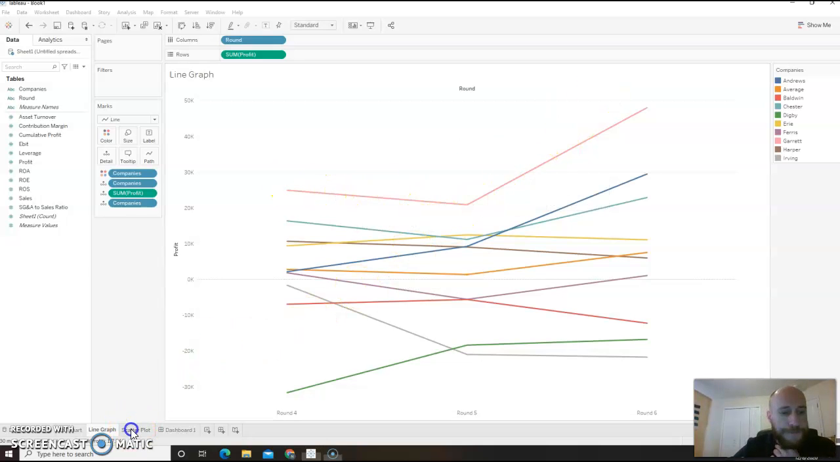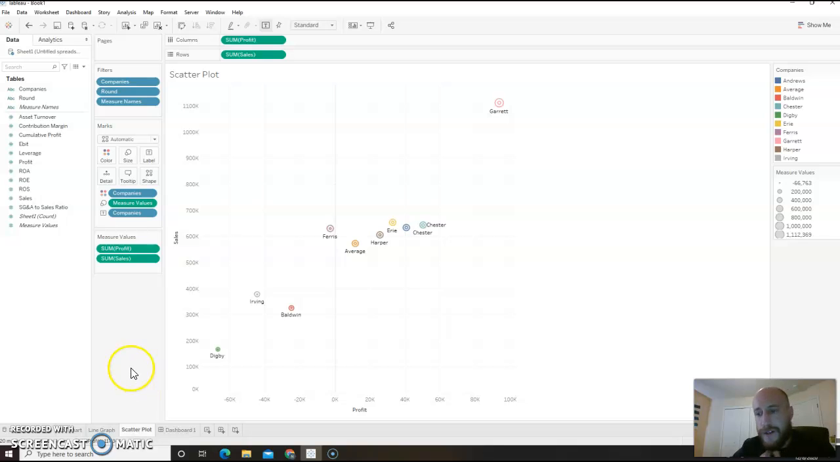And then our last page over here is going to be our scatter plot. Again, Garrett is going to be all the way at the top over here. And then over here we have a cluster of companies. For this one, I used to measure profit and sales. Both of those are also very good lines of measures when you want to look at how companies are doing and if they're growing or not over a period of time like we're doing right now.